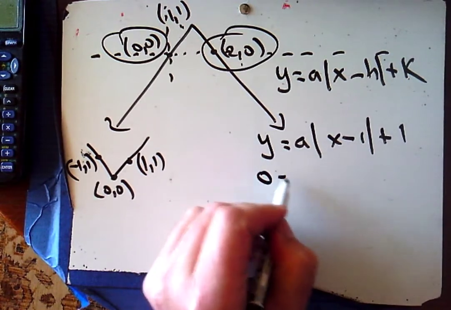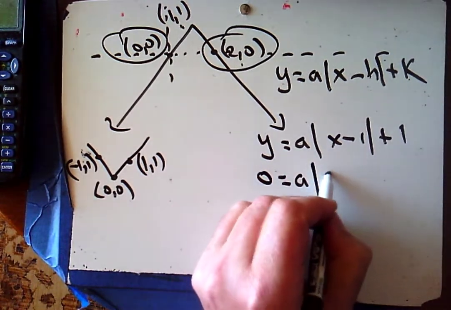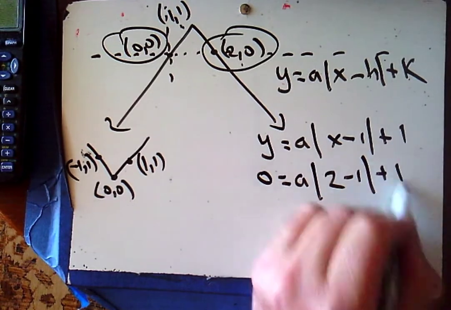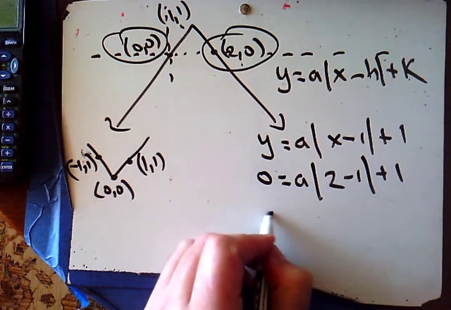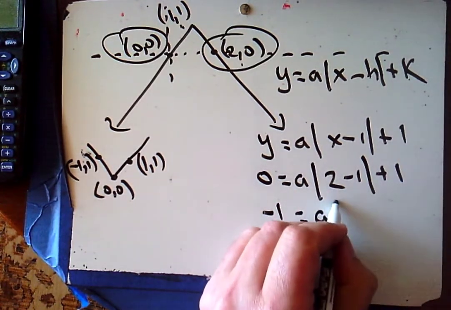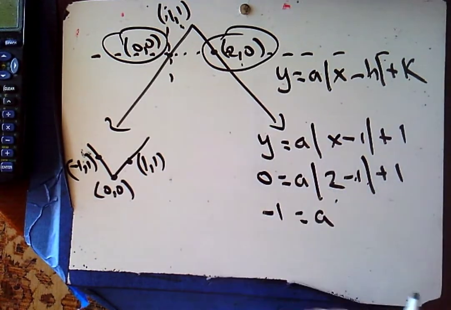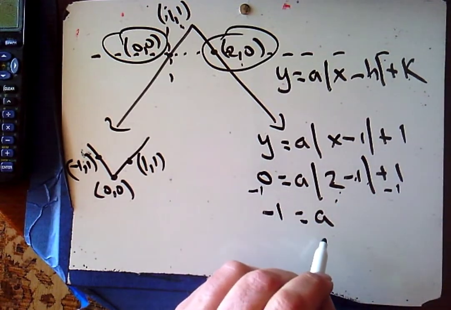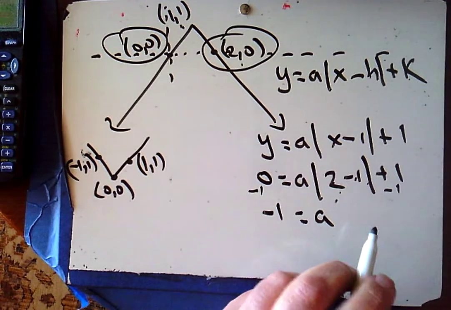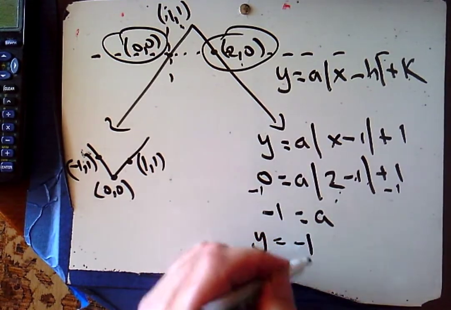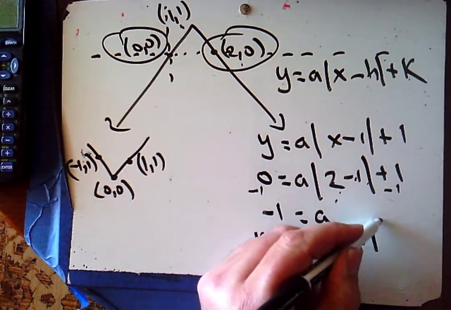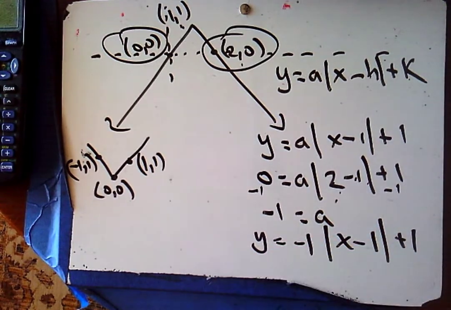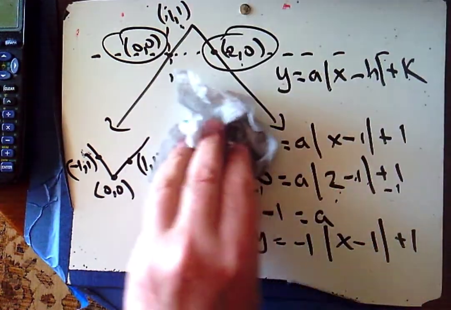So I get 0 equals a times absolute value of (2 minus 1) plus 1. I'll subtract 1 from both sides. 2 minus 1 is 1. The absolute value of 1 is 1. 1 times a is a. So because I subtracted this 1 from both sides, I know that a equals negative 1. So we're done then when we say, lots of 1s here, huh? That is my equation for that absolute value function.